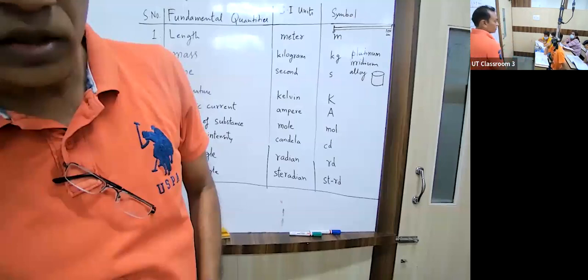Now, what about plane angle and solid angle? Let me explain. Plane angle is a 2D angle, an angle in 2 dimensions, like a circle. In a circle, if an object is traveling in a circle, let us say it goes from point A to point B, the arc AB inscribes an angle theta. This angle in 2 dimensions is called plane angle.